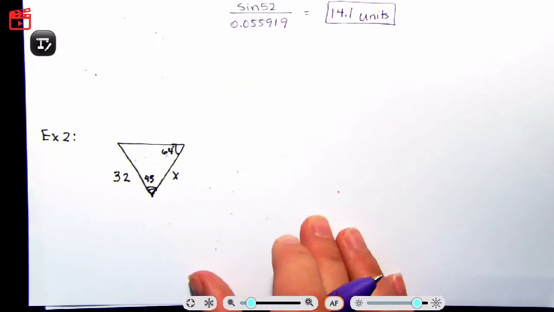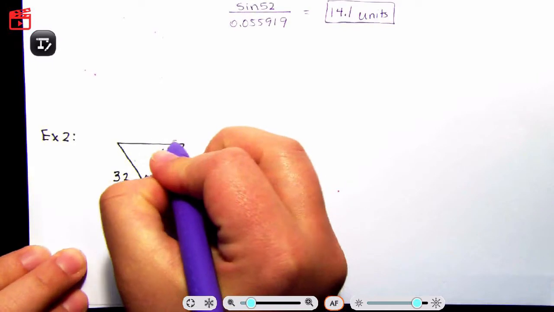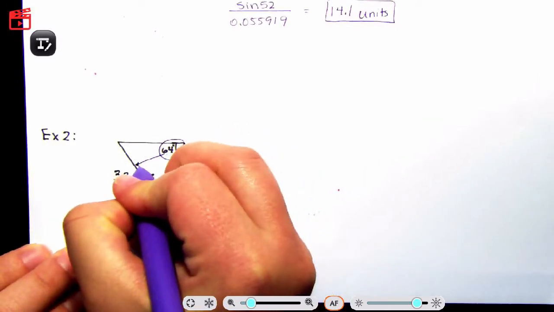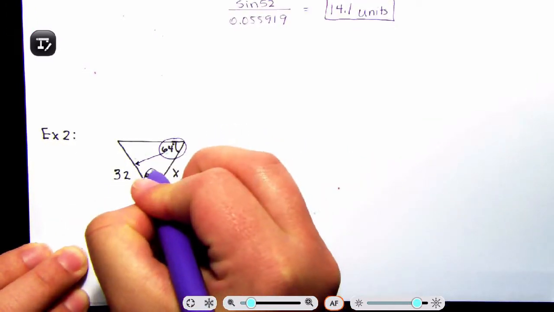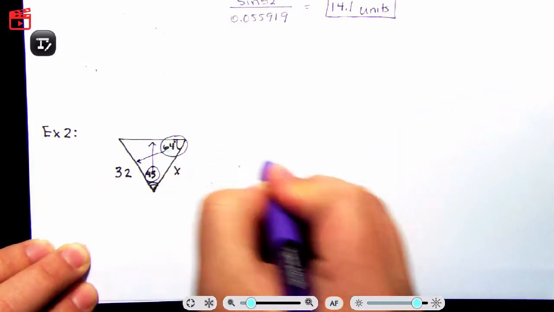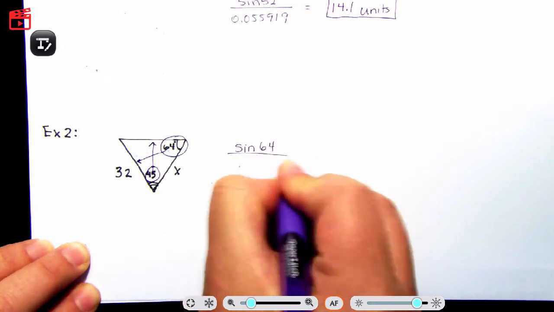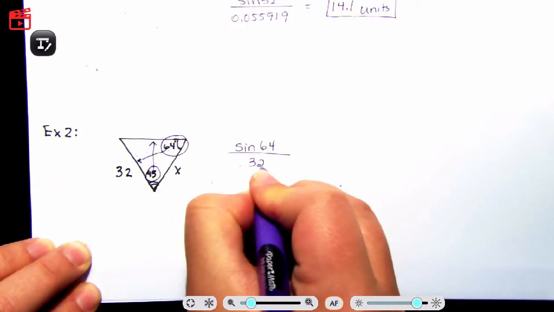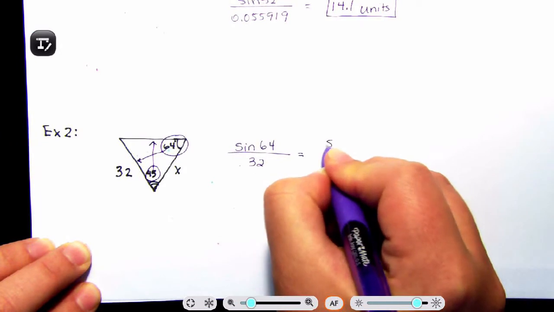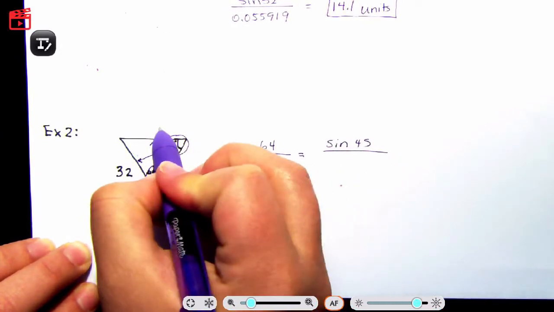Let's try another one. Again, I'm going to check if I can use law of sines. Obviously we can because it's in this video, but the way I like to check is I take an angle and go across the street. I take an angle and I go across the street. So here I have an angle, sine of 64, over what's across the street, 32. That's equal to sine of 45 over this right here.